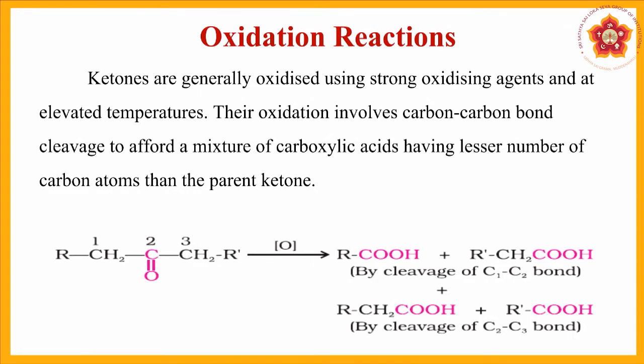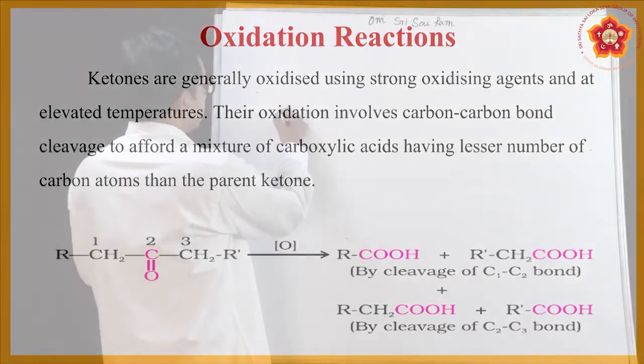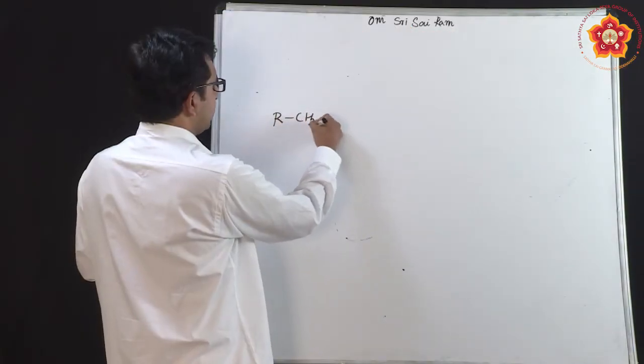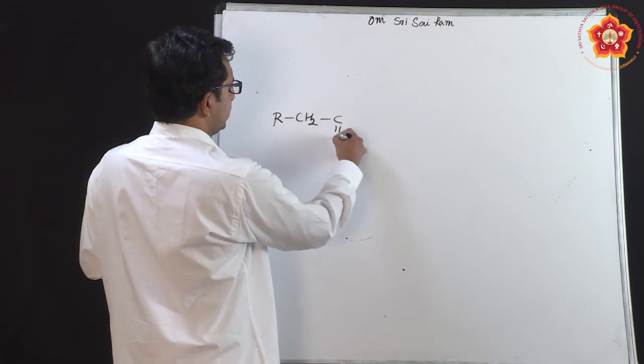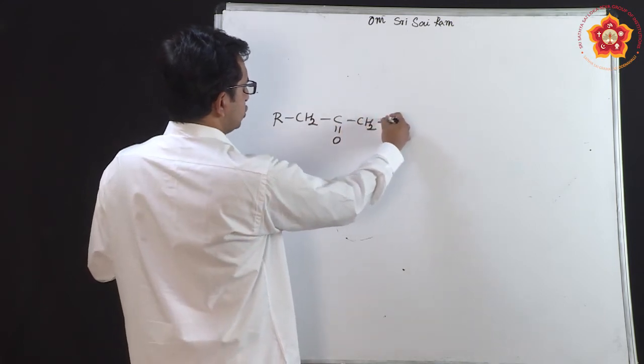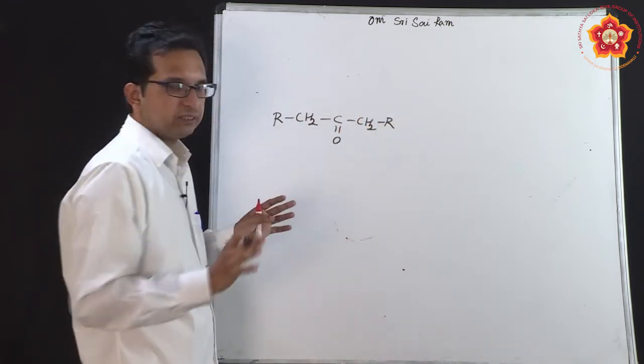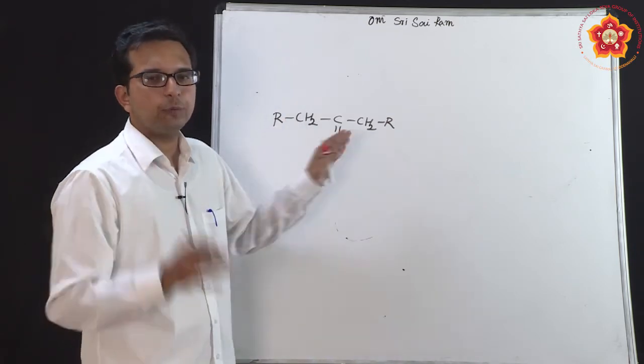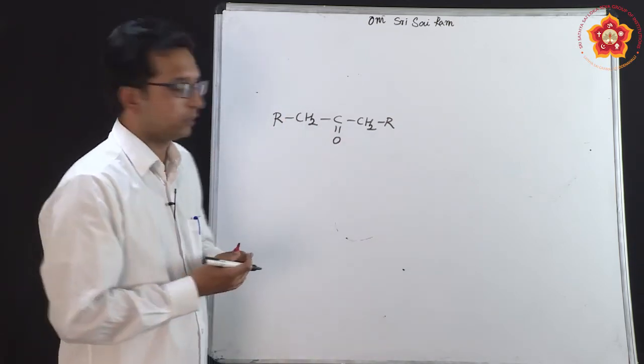Now, when carbon-carbon bonds have to be broken, naturally it needs more energy and therefore higher temperatures are required in these cases. So, for example, how does this reaction tend to happen? Let us see. As a simple general example, let me take one of the ketones, CH2 and R.